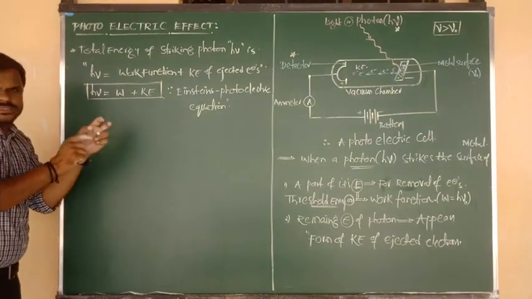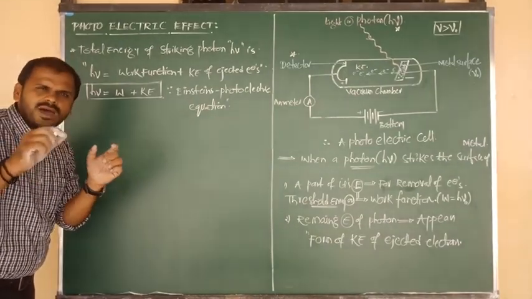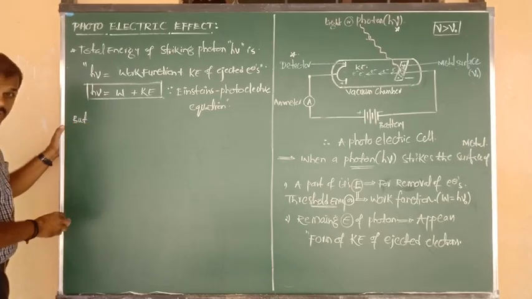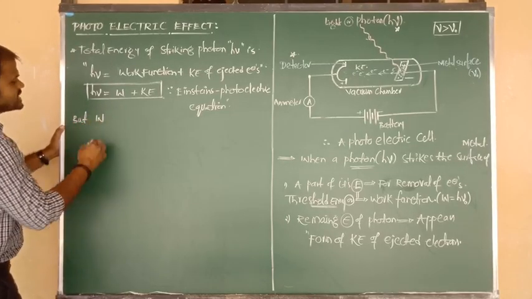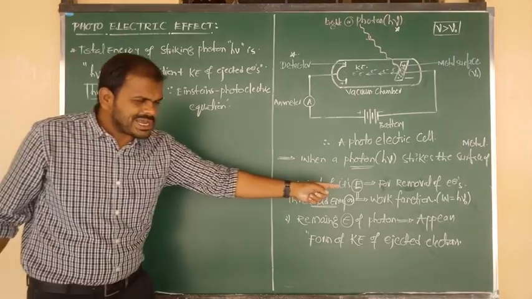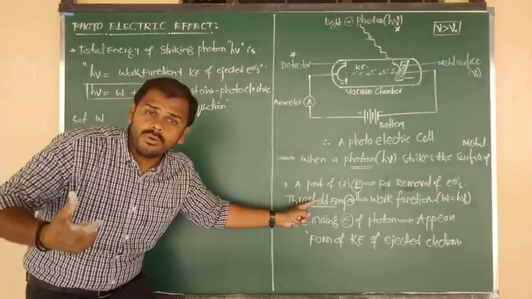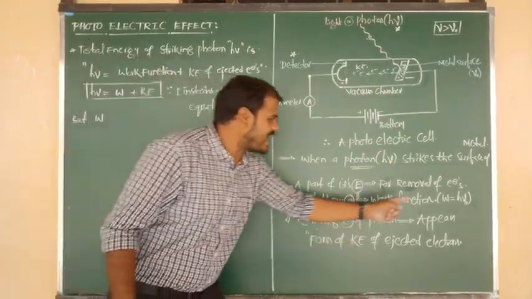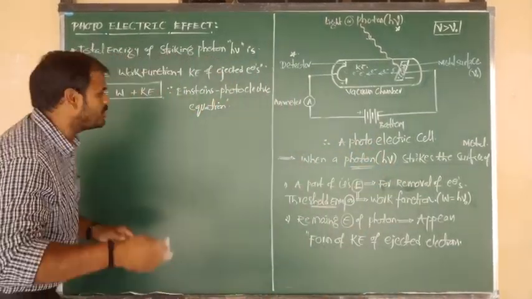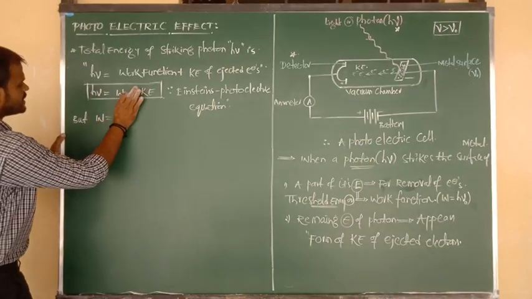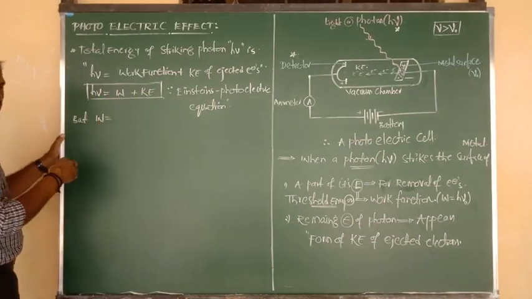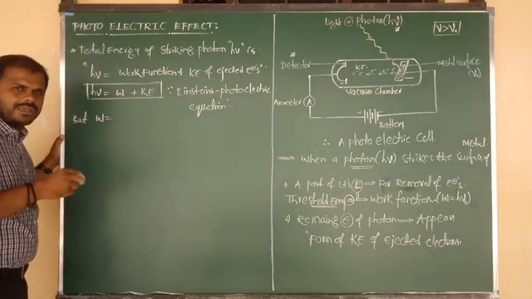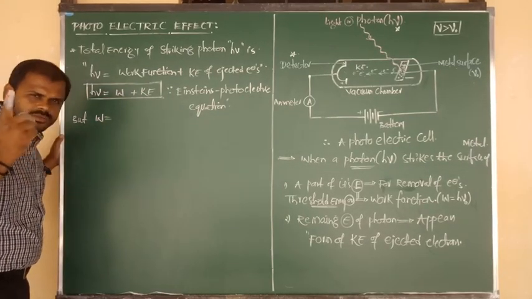But we can modify this formula into other forms. I want to say that W, what is meant by W? Work function, or we can say threshold energy, or energy required to remove the electron. But this value is equal to what? h nu naught. So work function W is nothing but h nu naught. Work function is the energy required to remove the electron.